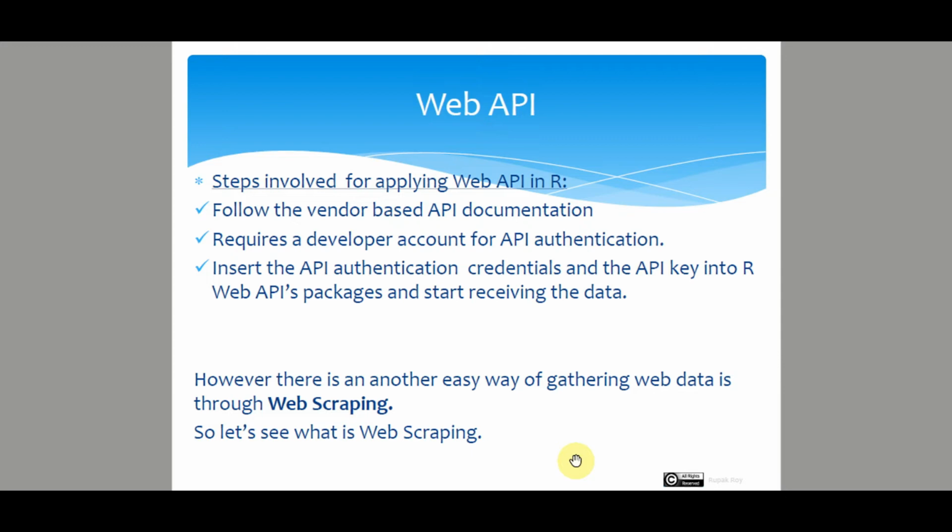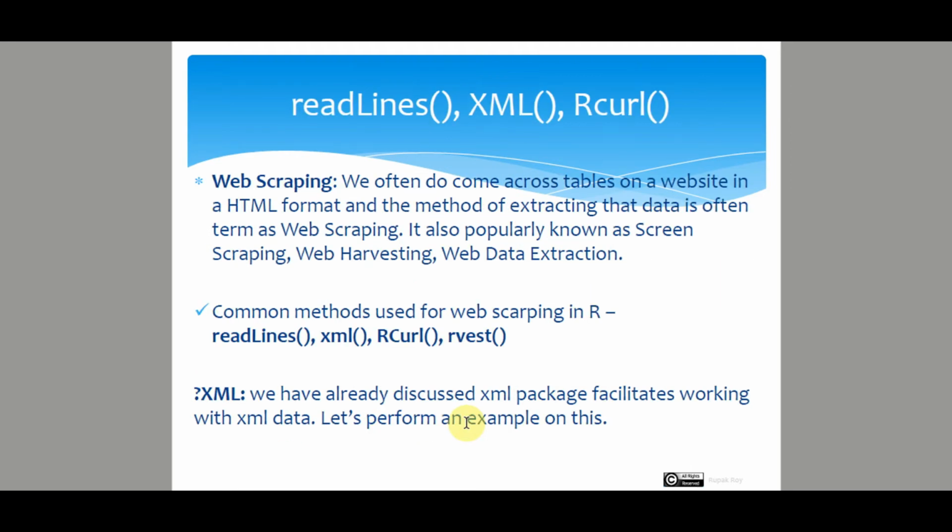However, there is another easy way of gathering web data, which is web scraping. So let's see what is web scraping. We often come across tables on a website in an HTML format, and the method of extracting that data is often termed web scraping. It is also popularly known as screen scraping, web harvesting, or web data extraction. Two common methods used for web scraping in R include readLines, XML, RCurl, rvest, etc.